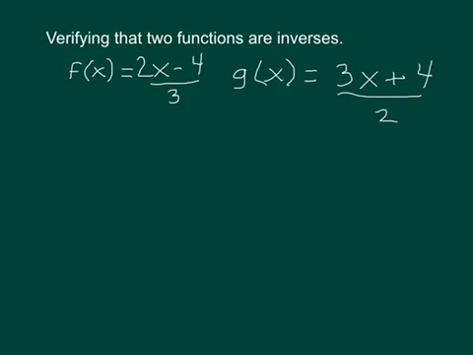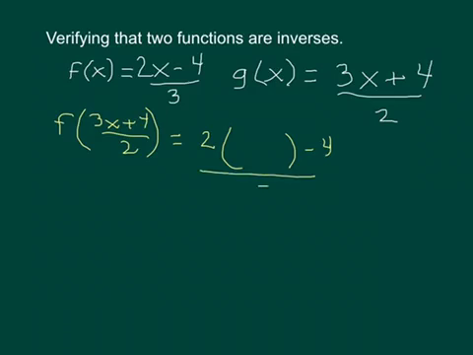So with that in mind, we're going to start with f of g of x, and g of x is 3x plus 4 over 2. We're then going to find function f, and every time we see an x, we're going to replace it with function g. Now this is going to look ugly, but if they are inverses of each other, it should start falling apart in our laps. So we have 3x plus 4 divided by 2.